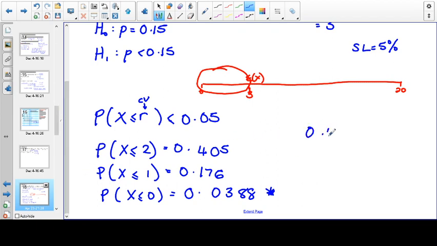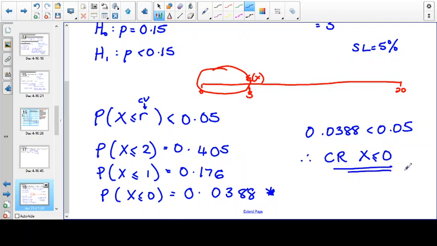So 0.0388 is less than 0.05. I'm comparing to the significance level. Therefore, the critical region is going to be that x is less than or equal to 0. It's hard to understand what's going on when there's no context, so you just have to trust your numbers.